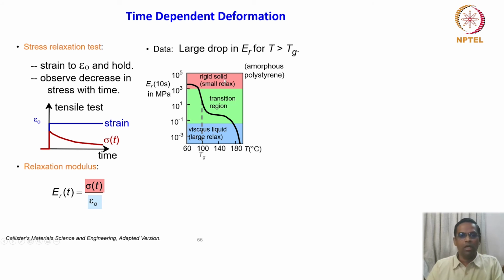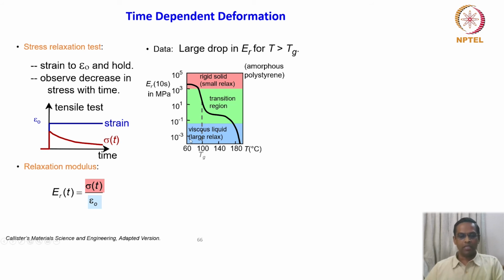So that will show where all the polymeric materials will stand. For the rigid solid, a small relaxation, and this is a transition region. So this is a viscous liquid, large relaxation. Okay, so the Tg is somewhere here.